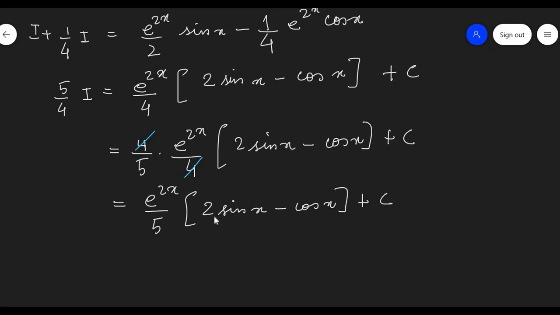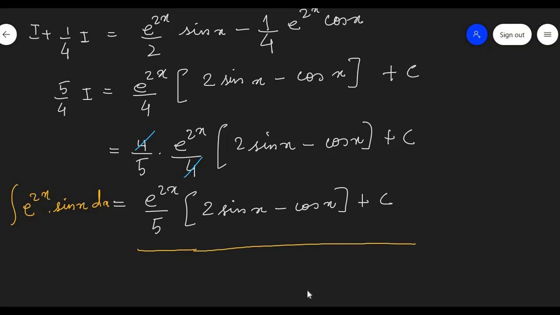And this is the final answer. So we have finally calculated integration of e raised to 2x sin x as e raised to 2x by 5 into 2 sin x minus cos x plus c.